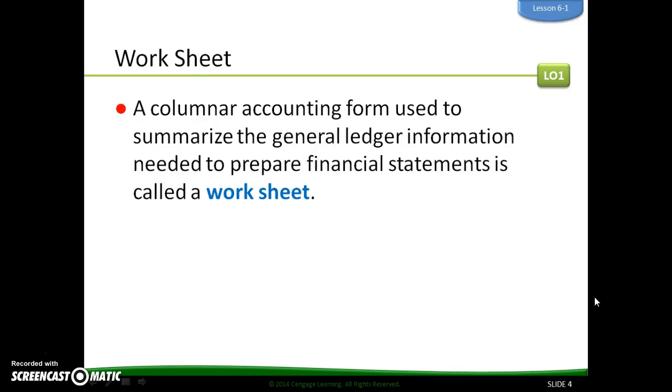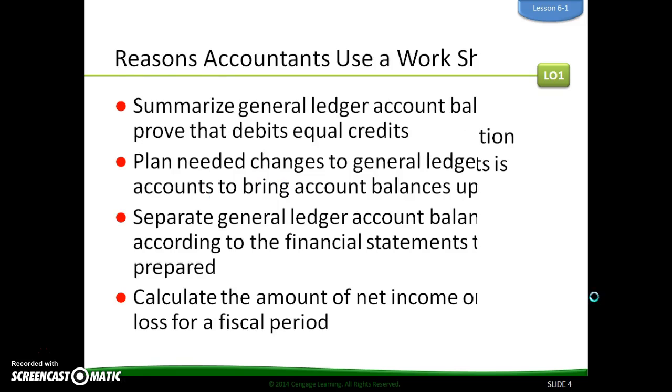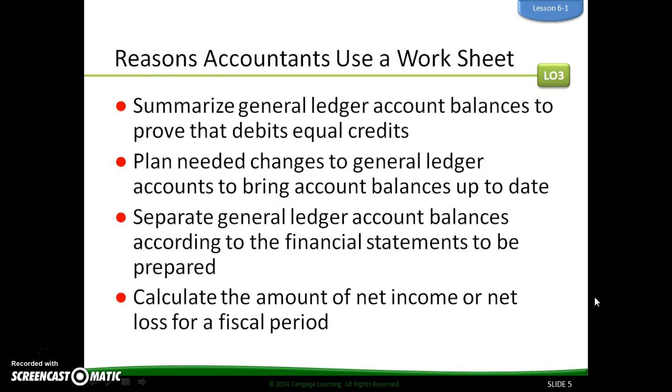The worksheet is a columnar accounting form that is used to summarize the general ledger information that's needed to prepare financial statements. This is the worksheet, okay? And this is basically where you take all of the general ledger information and you add it up. That's the worksheet. So why do we use worksheets?